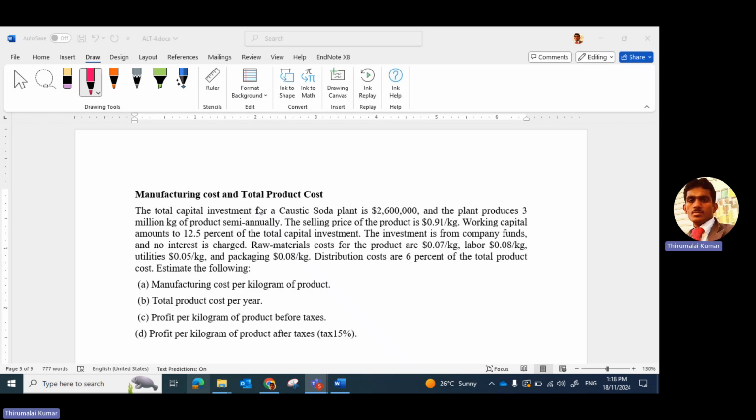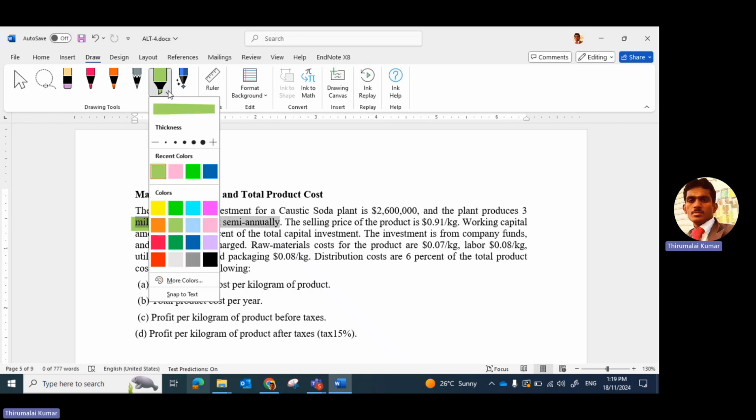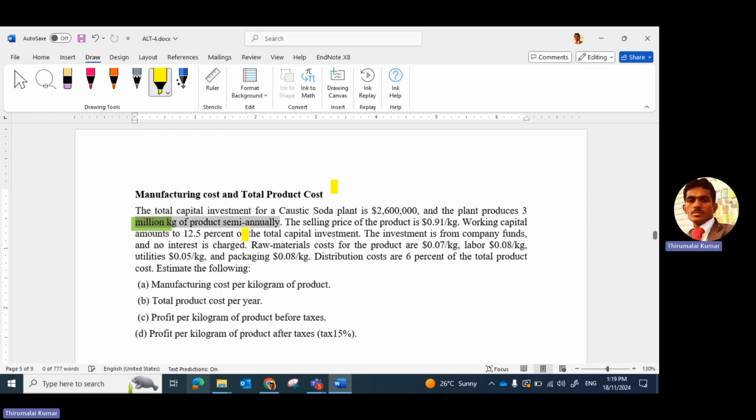So here the case is given: the total capital investment for a caustic soda plant is $2,600,000. The plant produces 3 million kilogram of a product semi-annually. The selling price of the product is $0.91 over 1 kilogram.